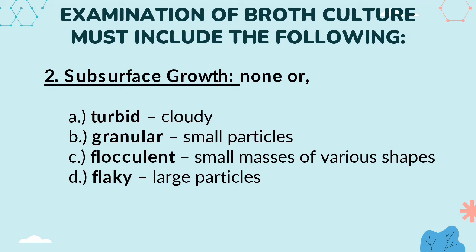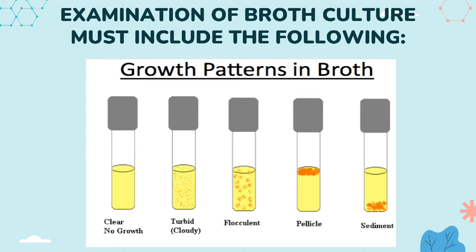Second, the subsurface growth. We have the turbid, which is cloudy. Next, granular has small particles. The flocculent has small masses of various shapes, and the flaky has large particles. Here are the different growth patterns in broth: the clear or no growth, the turbid, meaning cloudy, the flocculent, pellicle, and sediment.